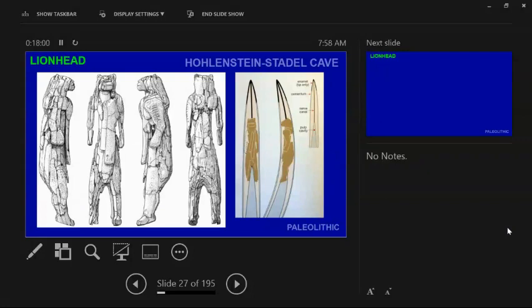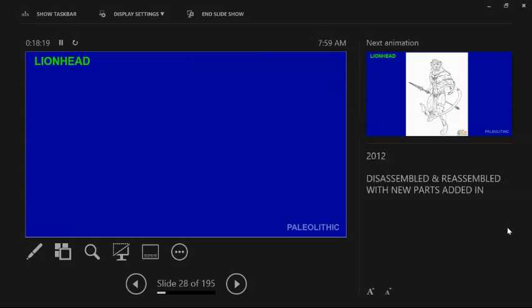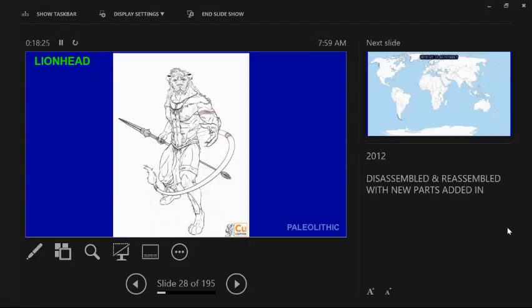All right, and so on the left is a good drawing of it. You can see it from different points of view, and then on the right you can see this is an illustration showing what part of the bone it would have been from. And then in 2012, they disassembled it and reassembled it with new parts added in, and it looks like this now.